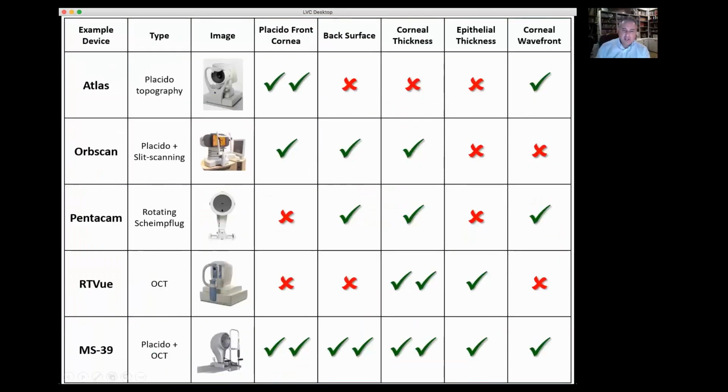So here again, looking historically at the different elements that can be devised from each of these companies that were making topography and tomography machines. RTVue pushed forward, and obviously I measured the epithelium first with ultrasound. RTVue forged forward with an OCT, which is a lot more convenient to use, clearly. And that gives you the accessibility of screening every single patient who comes through the door for an epithelial map. And finally, CSO making it possible to do all of this in one device with one scan. I have no financial interest in the MS-39, but I wish I did.